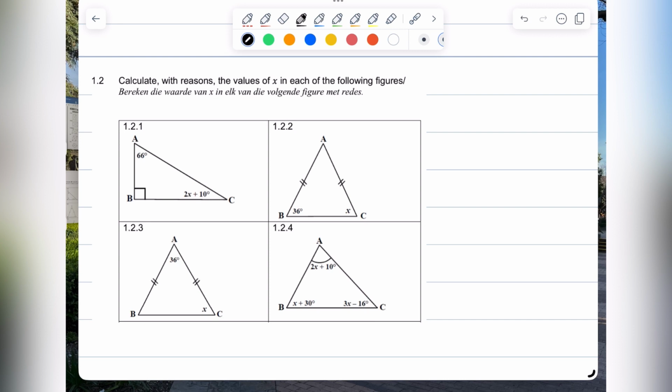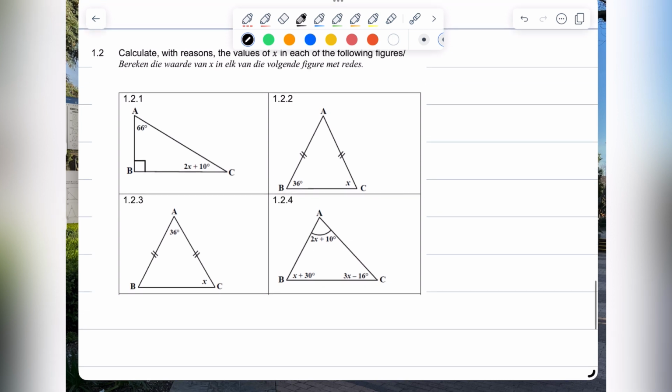We are moving on to question 1.2, and the instruction is calculate with reasons once again the values of x in the following figures. In each of the following figures, bereken die waarde van x in elk van die volgende figure met redes. So we've got 1.2.1 up to 1.2.4 first, and you can see, of course, that this now deals with triangles, geometry of 2D shapes.